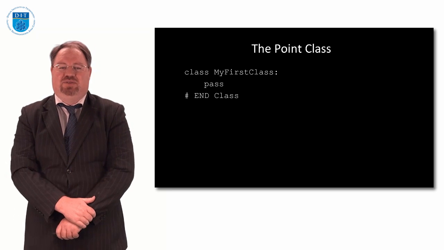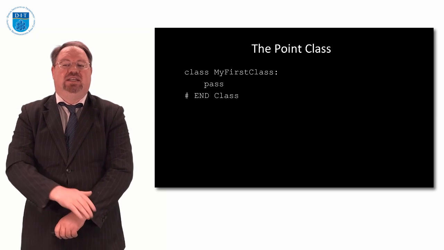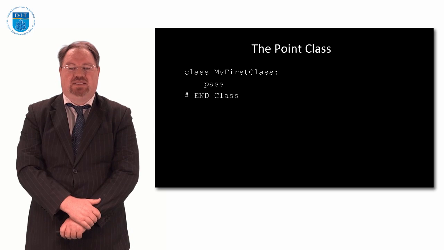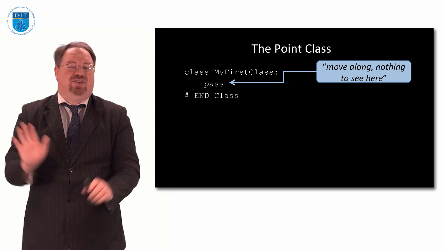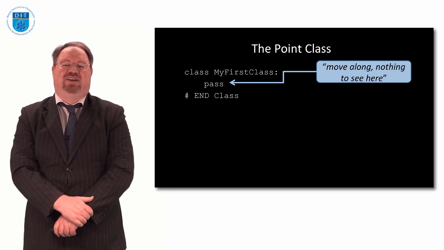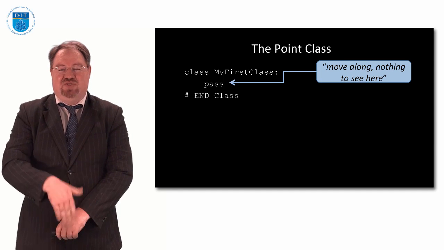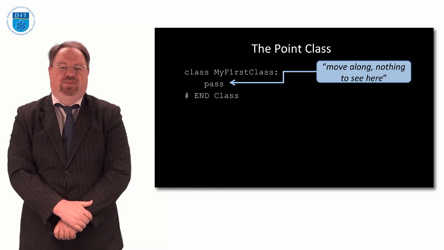And then, as you know, because I'm a fussy pot, I like to put in a comment at the end saying to end the class when it's over. So in this example I've put in the word pass. In Python that means don't do anything, pass on, move along, nothing to see here. That's all pass means. It's the same as null. It just means don't do anything.